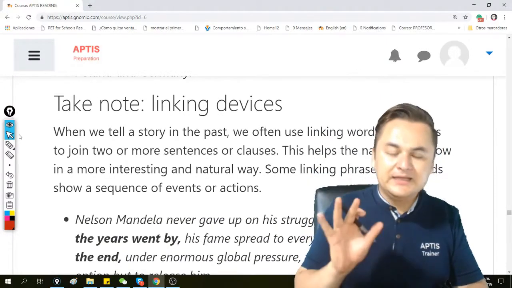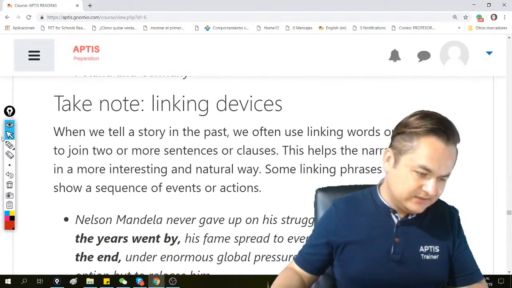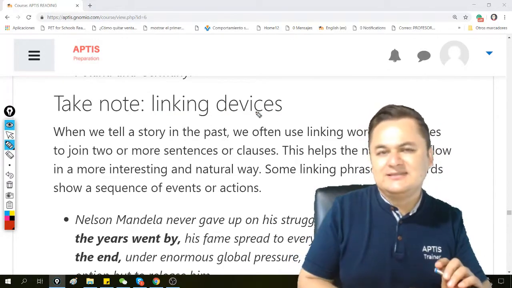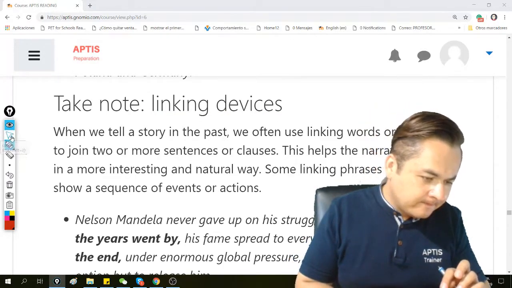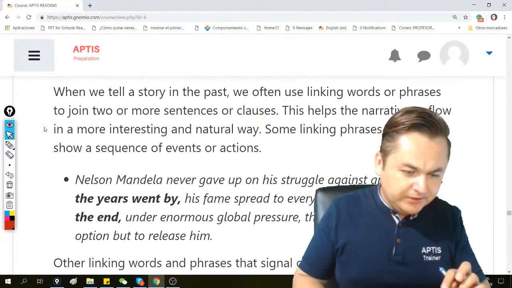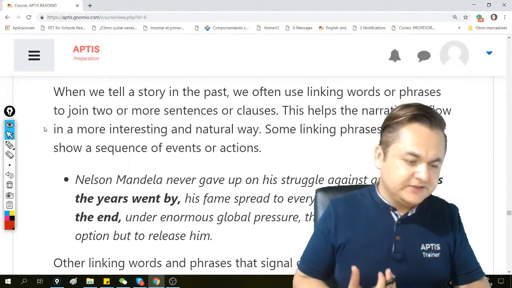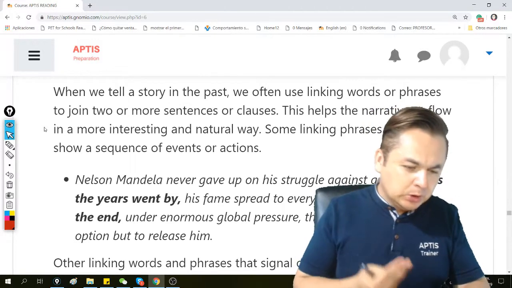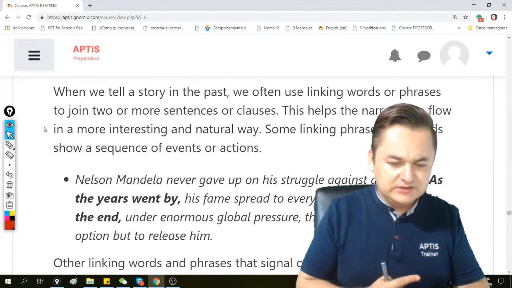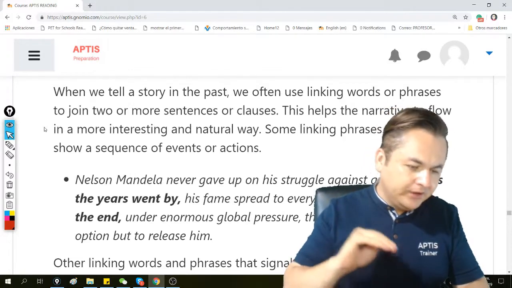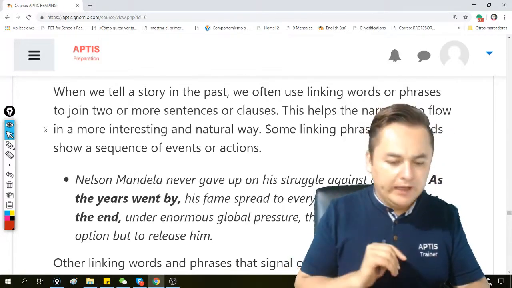Finally, you want to pay attention to linking devices, these linking words that join two sentences together. When we tell a story in the past, we often use linking words or phrases to join two or more sentences or clauses. This helps the narrative to flow in a more interesting and natural way.